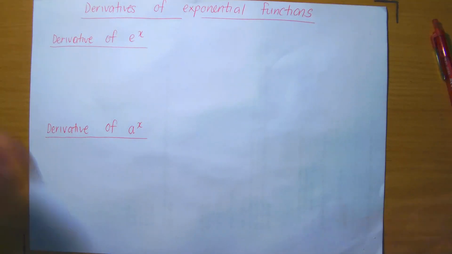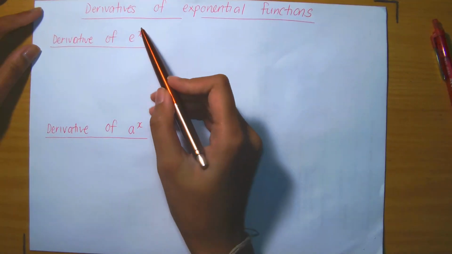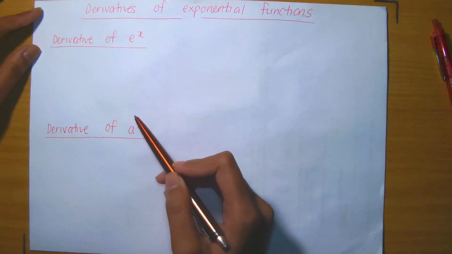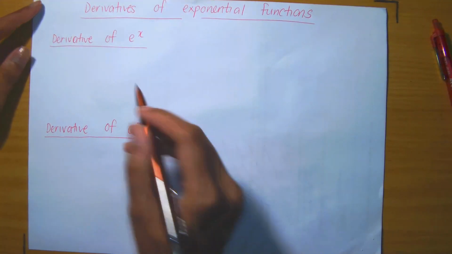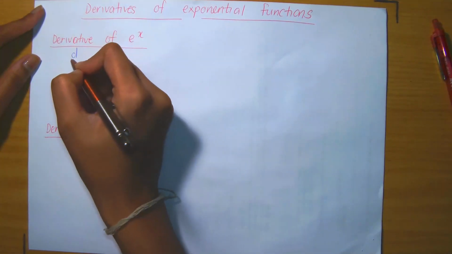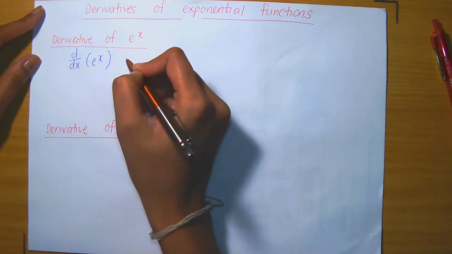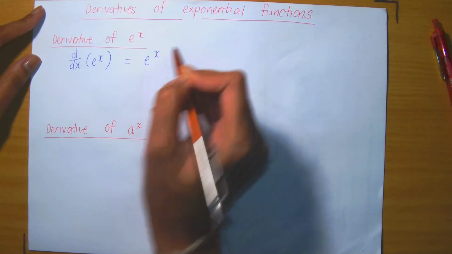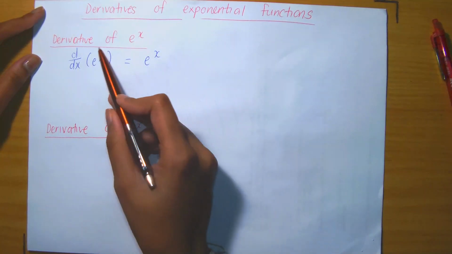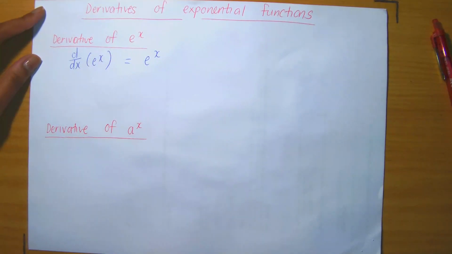Today we're going to be discussing derivatives of exponential functions. So we're going to be looking at exponential forms, base e and base a. First off, the derivative with respect to x of e to the power x is actually equal to e to the power x. So it returns exactly the form that you had differentiated.